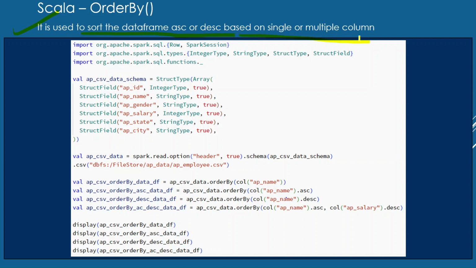It works the same way as the sort function. The orderBy function is also going to sort a data frame in ascending and descending order on single and multiple columns. So this exercise is all about the implementation of the orderBy function in Scala.